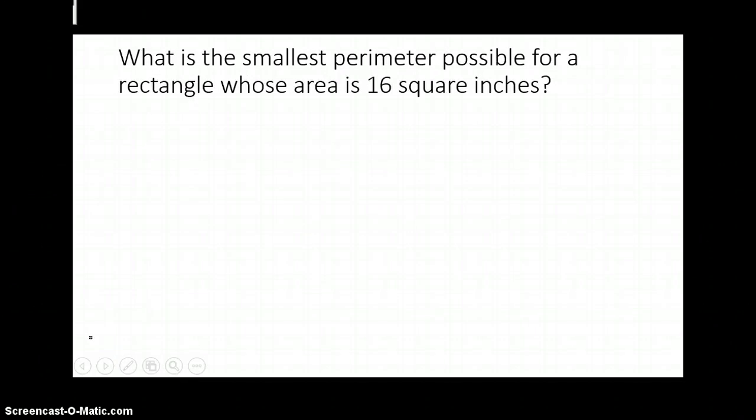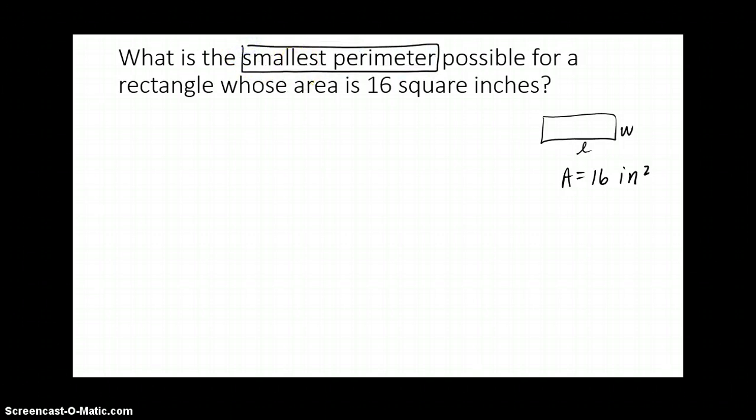What is the smallest perimeter possible for a rectangle whose area is 16 square inches? Okay, so we have length times width. So we know the area of the rectangle is 16 square inches. Alright, determine the third step. Determine the equation to be optimized.